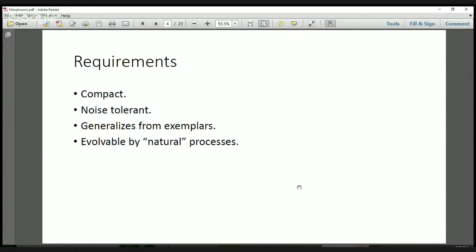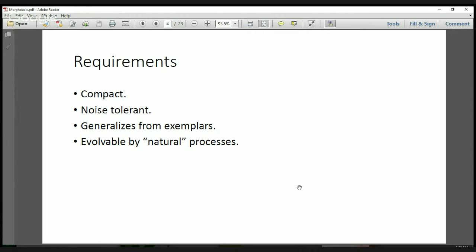Requirements. It's very important that we have a compact representation. We don't want to have a sort of geometric or combinatorial explosion of information happening. We want to have some noise tolerance. We want that because nature tends to build things that are noise tolerant, and this is actually a bit of a challenge for a cellular automaton. They typically aren't noise tolerant.